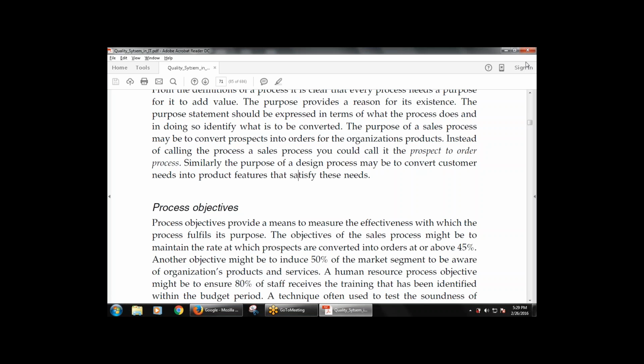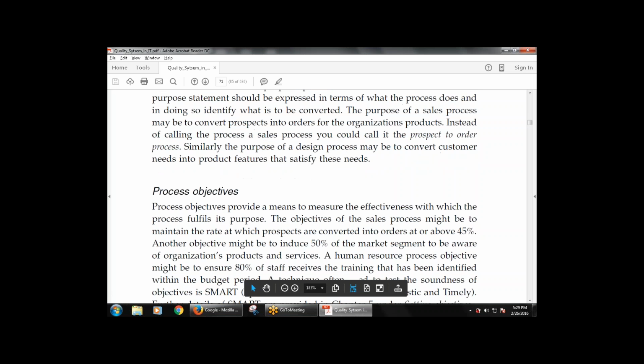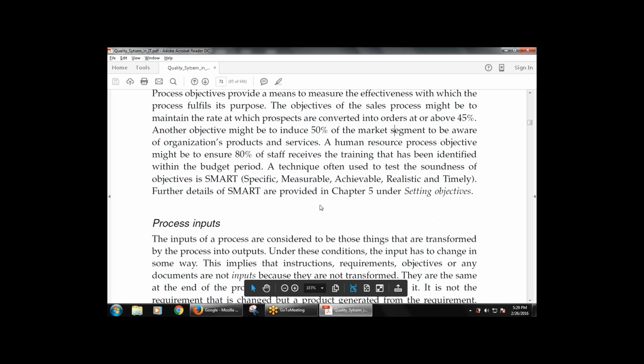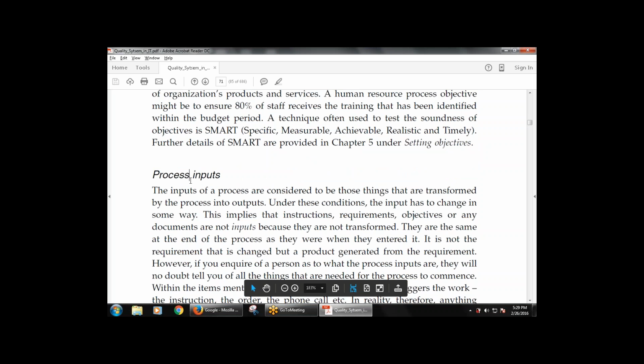The process objective is used to define, for example, the sales process, which is used to maintain the rate at which the prospects are converted into orders. This is the main purpose of the sales process. Then what are the various inputs given to the process? There are multiple requirements and multiple objectives that must be inputted into the process. That is the process input.